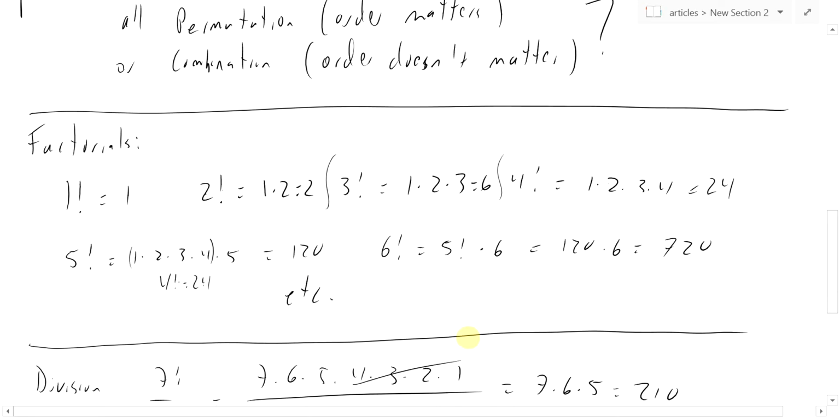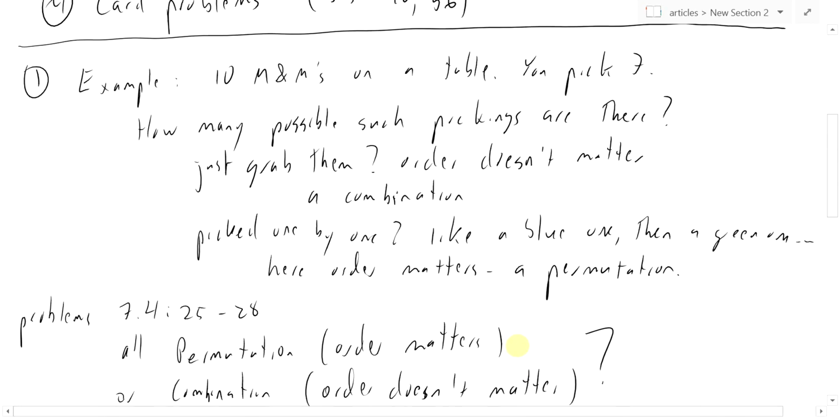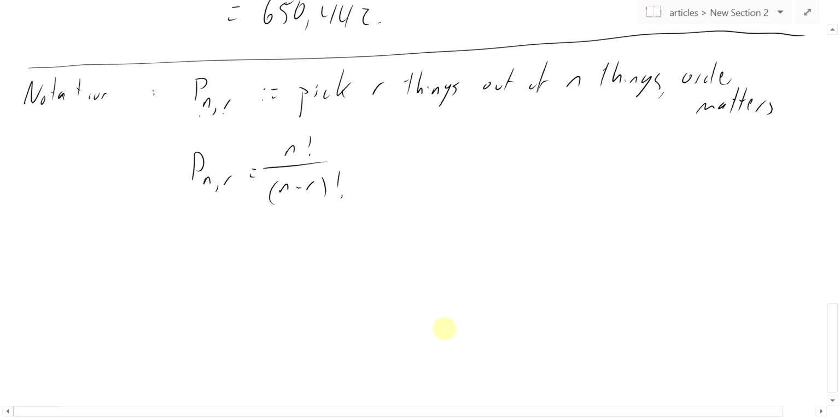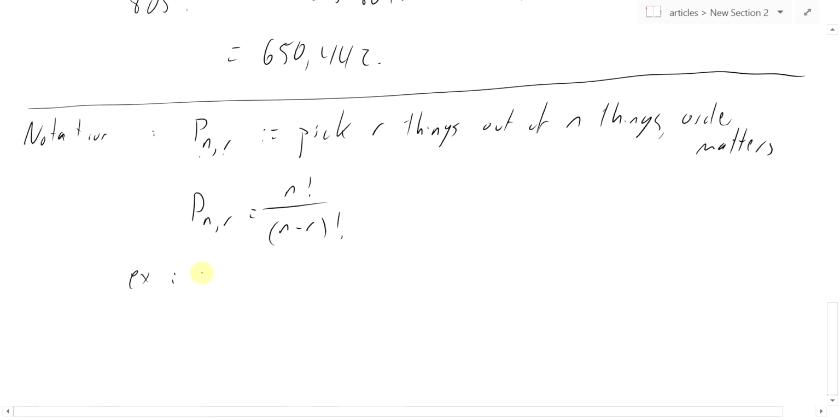Okay, so if we go back to our M&M example, right? 10 M&Ms on a table, you pick 7, right? So you're picking 7 things out of 10. This is r. r is always the smaller number. Out of 10, that's n. If we're picking them one by one, this is a permutation. So if we're picking a permutation of 7 M&Ms, that's r, out of 10, that'll be 10 factorial over (10 minus 7) factorial, or 10 factorial over 3 factorial, right?